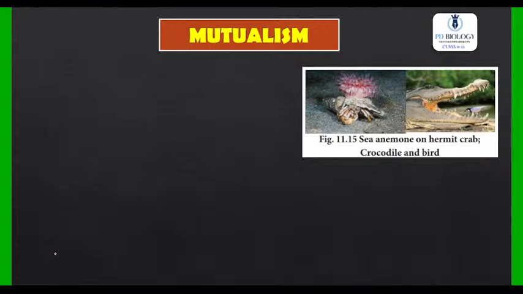Mutualism. In case of mutualism, see the sea anemone and hermit crab is also an example, crocodile and bird. Here both are benefited in case of mutualism.